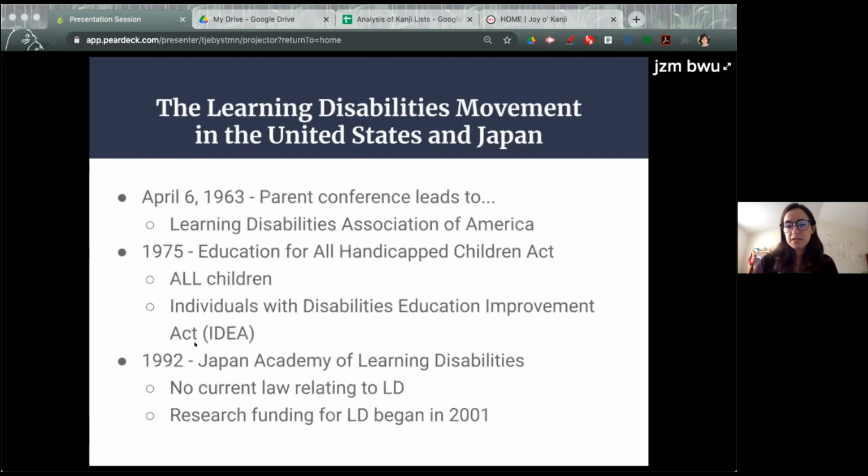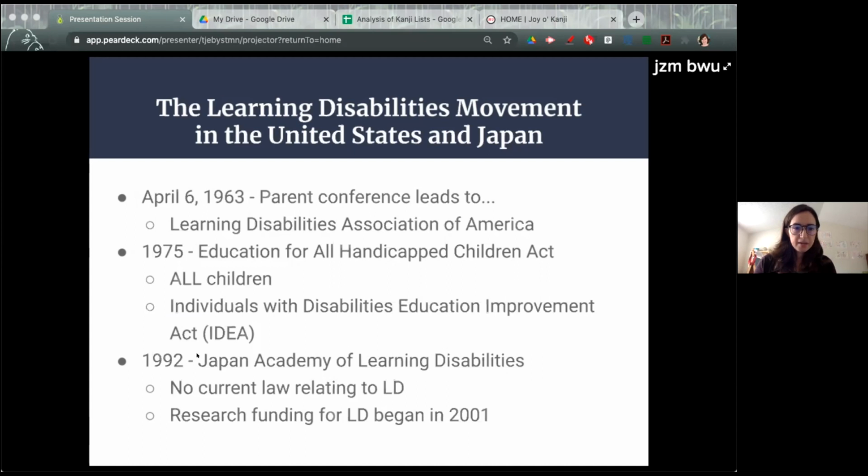So in 1975, the law changed in the United States to say, no, these children also have a right to an education. All children have a right to an education. This was revolutionary. The law has been renamed several times, and our most recent version is the IDEA.